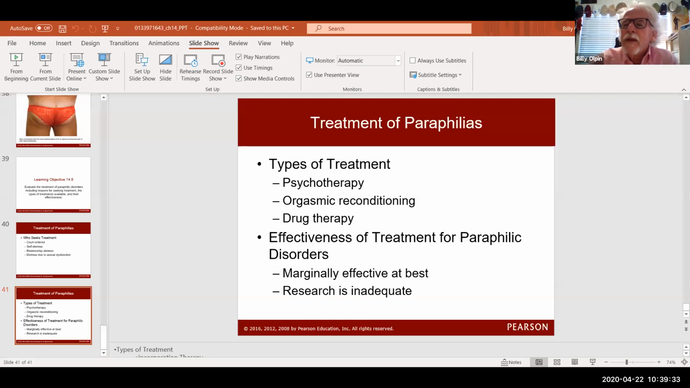All right, and there we are, the end of our slideshow for chapter 14. We'll move into chapter 15, and I will. Oh, and so for this part of your journal article, you need to tell me how many specific paraphilic disorders are in the DSM. I had mentioned it earlier. And now we will move on to chapter 15.